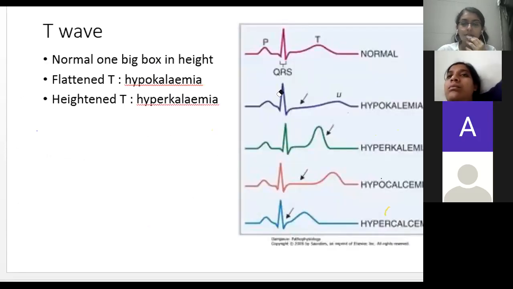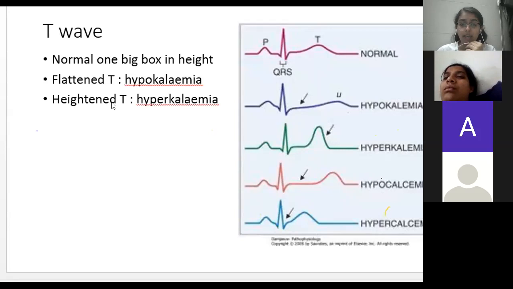Now we'll go to T wave. So T wave inversion, I already told you, is ischemia. Normal T wave is usually one big box in height, and along with the ST segment and T wave, it will take 7.5 small boxes. Flattened T wave is usually due to lack of potassium, which will give you this flattened T wave.